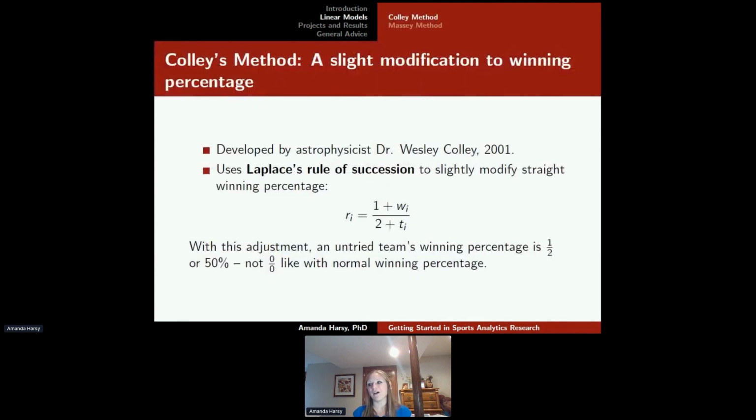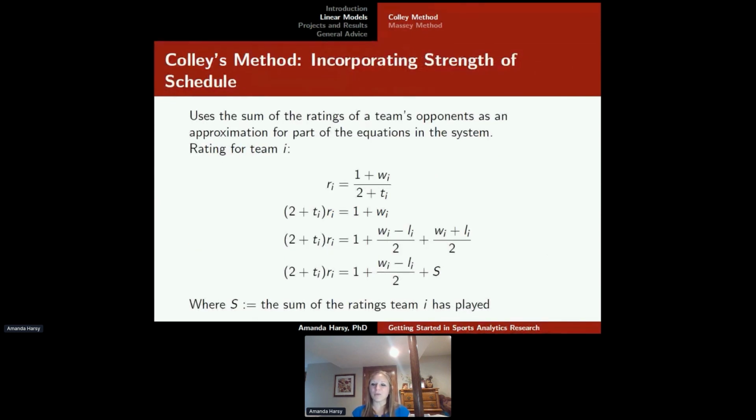So one of the first models we're going to look at is just a slight modification to win percentage. This was developed by Dr. Wesley Colley, and he uses Laplace's rule of succession to slightly modify the win percentage. What's nice about this is that an untried team, instead of having 0/0, now has a half, or a 50% win percentage. And he also incorporated strength of schedule.